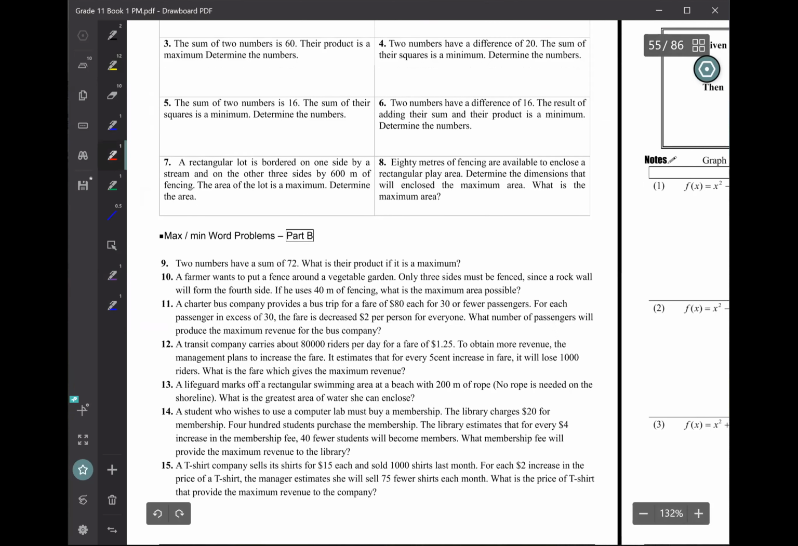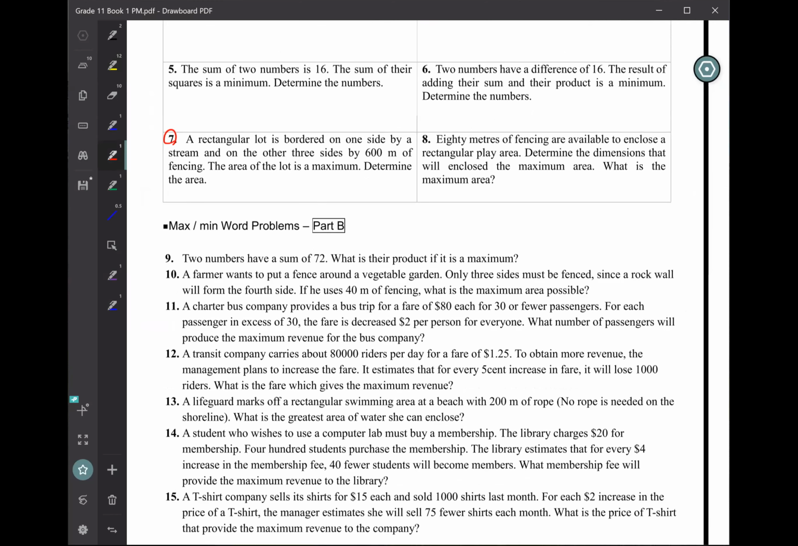Like for example, question 7. You have a rectangle again. It's bordered on one side by a stream, and on the other three sides by 600 meters. Because it's by a stream, that means you don't need to put a fence on that side, right? So the area of the lot is maximum. So once again, we want to make area maximum. That part is the same.